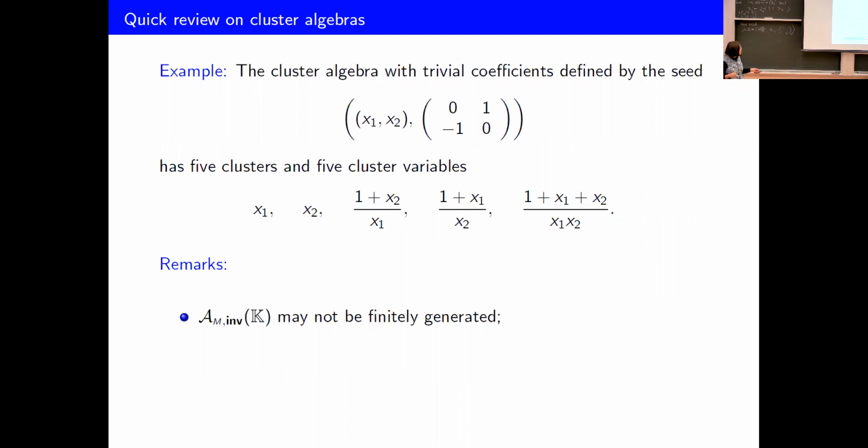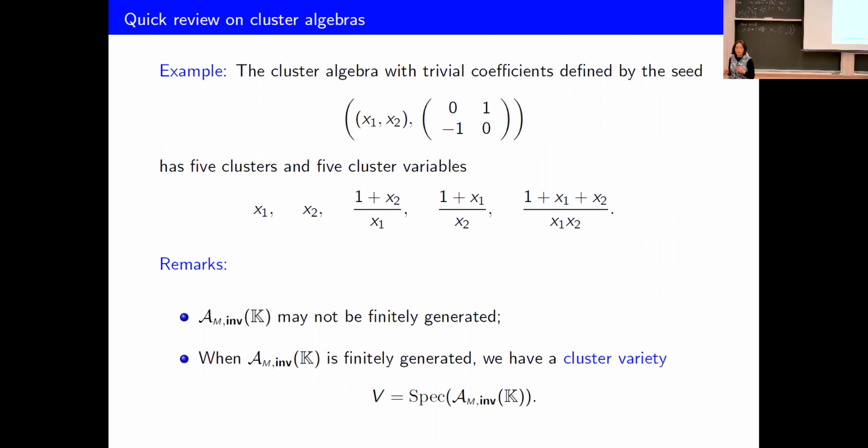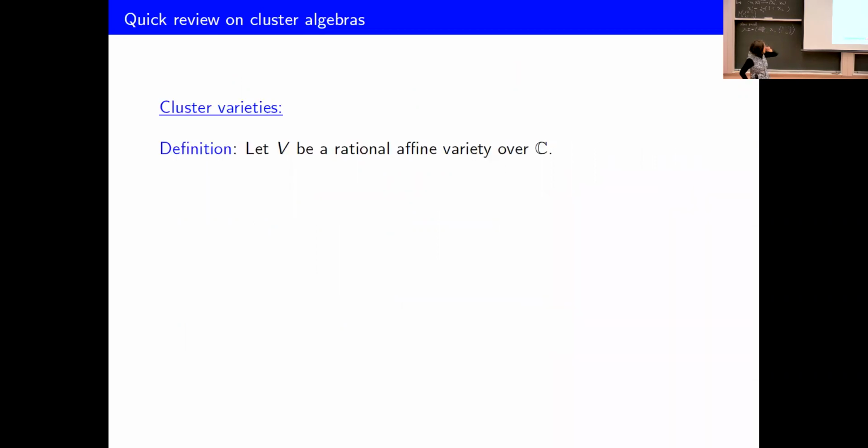But if it's finitely generated, then we should think about the variety underlying it. Because it's a subalgebra of the field, it's reduced. There are no new nilpotent elements, right? So then there's an affine variety attached to it. So we should think about this affine variety. I want to make this more explicit. What is a cluster variety?